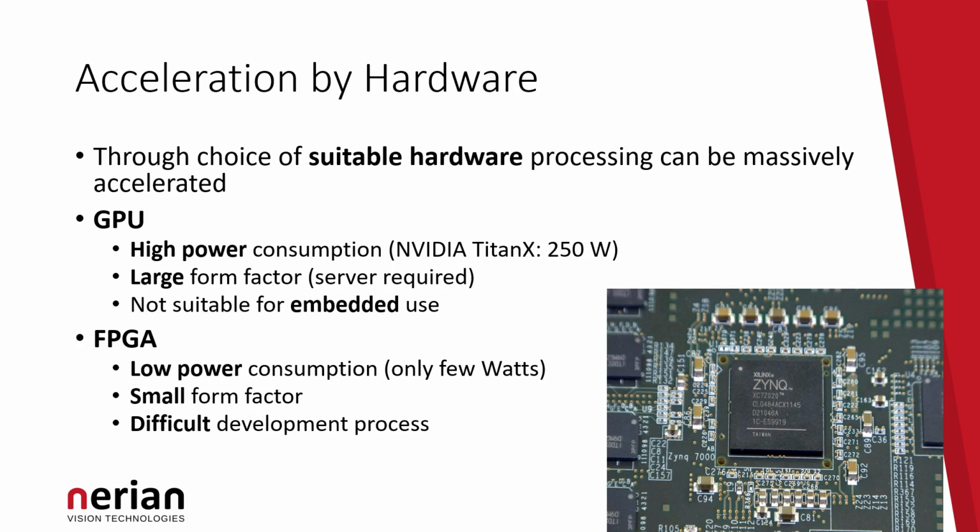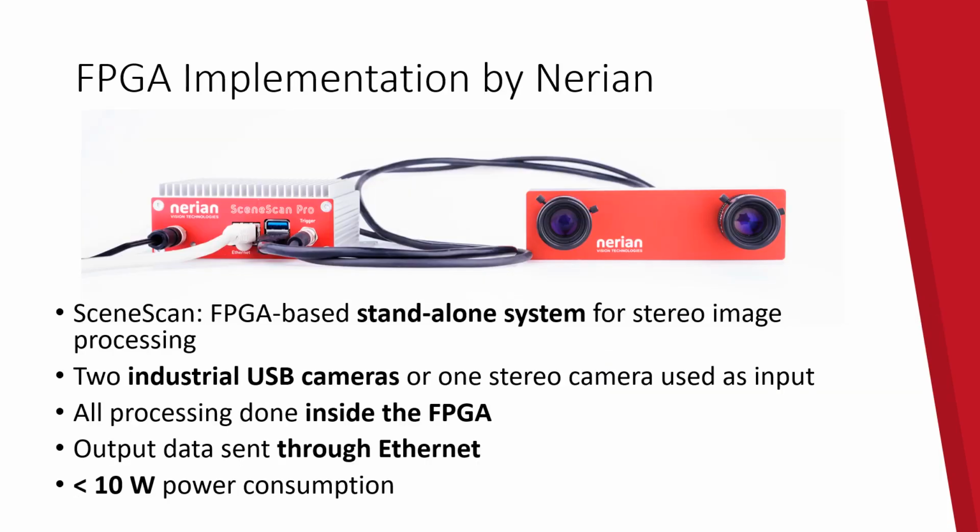The alternative to GPUs are field programmable gate arrays or FPGAs. Now, FPGAs typically only have a very low power consumption, typically consuming only a few watts. And you can build an FPGA-based system at a very small form factor. But the downside here is that the development process for FPGAs is particularly difficult and time-consuming. Nevertheless, we at Nerian opted for FPGAs as our technology platform, and we went ahead and implemented the entire stereo image processing chain on an FPGA.